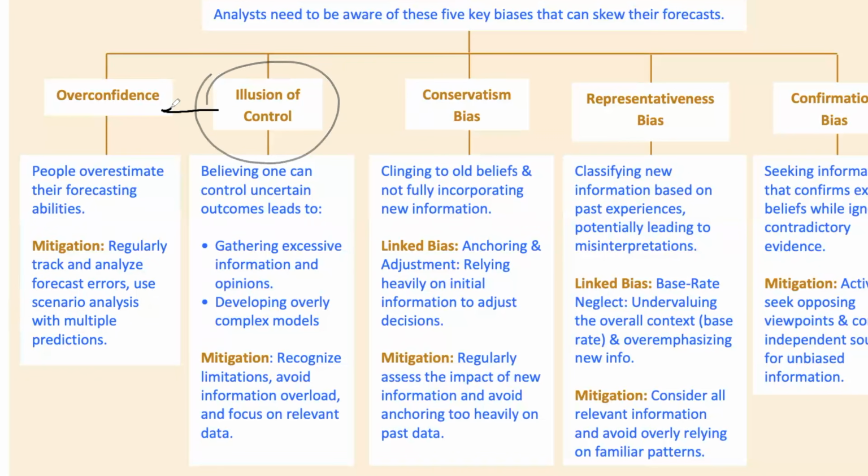Illusion of control. This one is a cousin of overconfidence. It's when you believe you have more control over outcomes than you actually do. Think about it. Ever feel like you've got a handle on things just because you gathered tons of data? That's the illusion of control at work. You're mistaking a lot of information for actual insight.